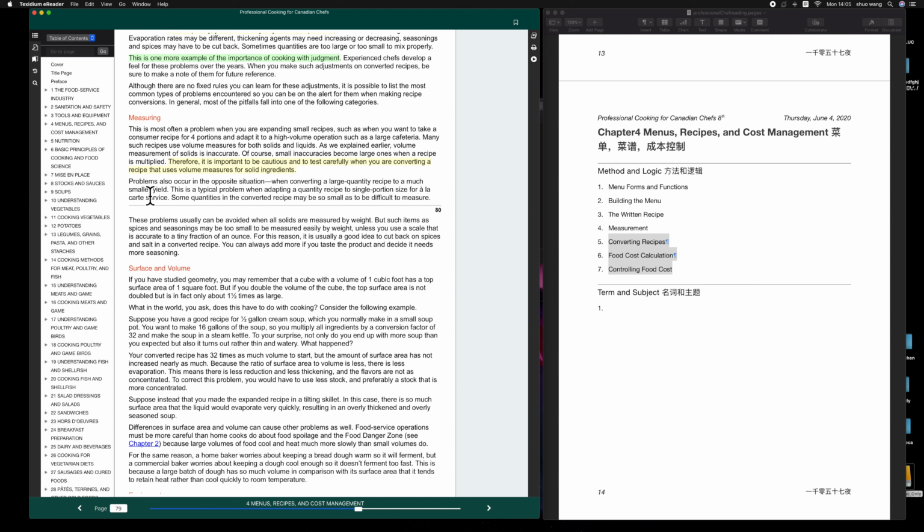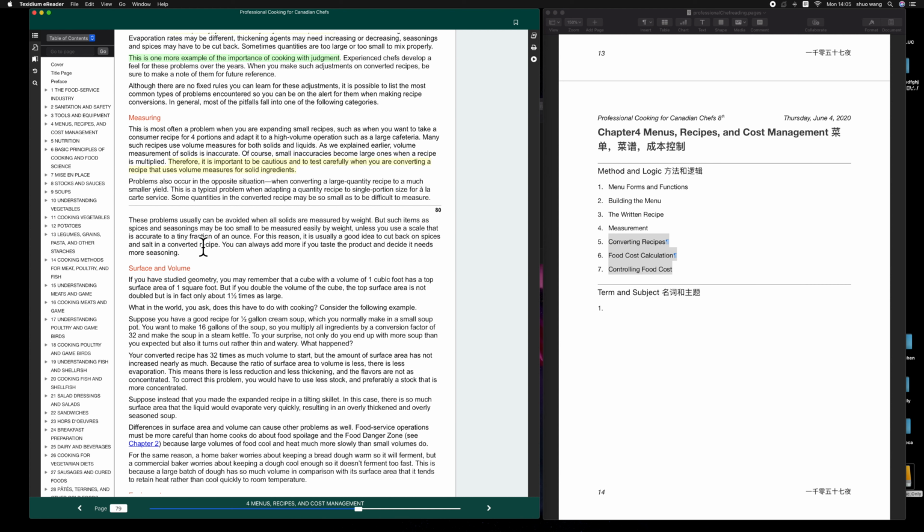Therefore, it is important to be cautious and to test carefully when you are converting a recipe that uses volume measures for solid ingredients. Problems also occur in the opposite situation, when converting a large quantity recipe to a much smaller yield. This is a typical problem when adapting a quantity recipe to single portion size for a la carte service. Some quantities in the converted recipe may be so small as to be difficult to measure.